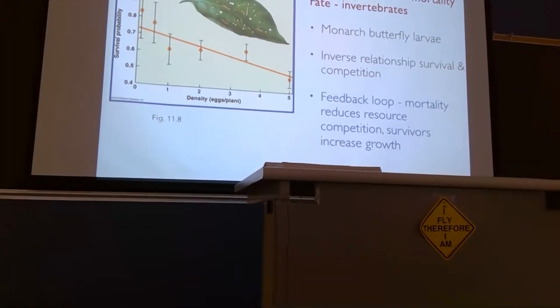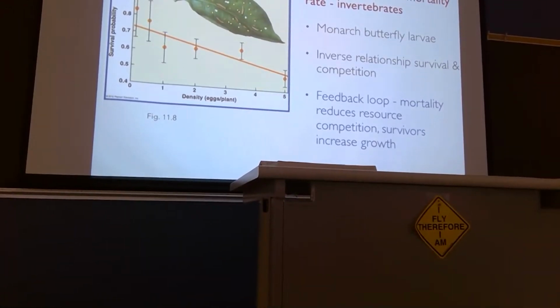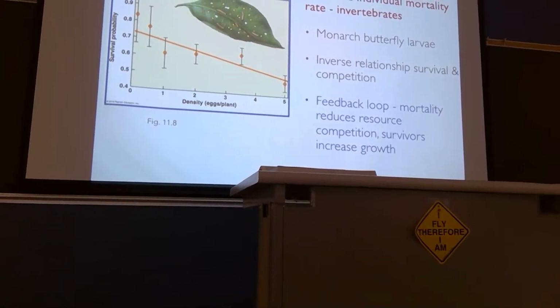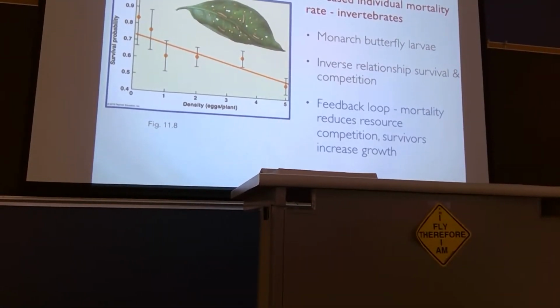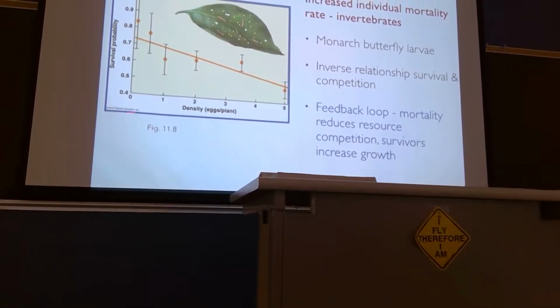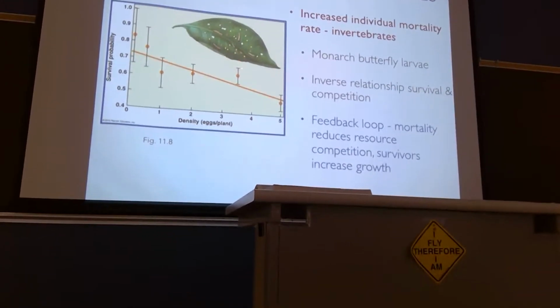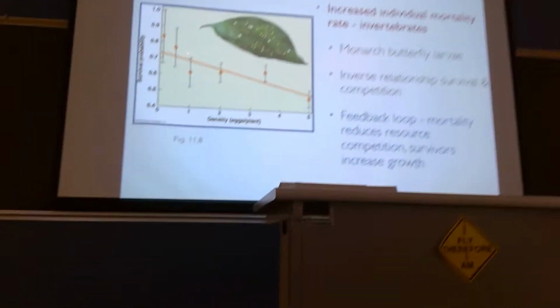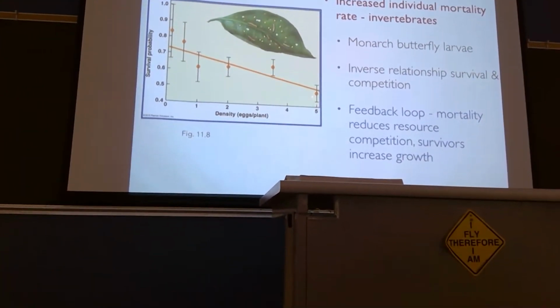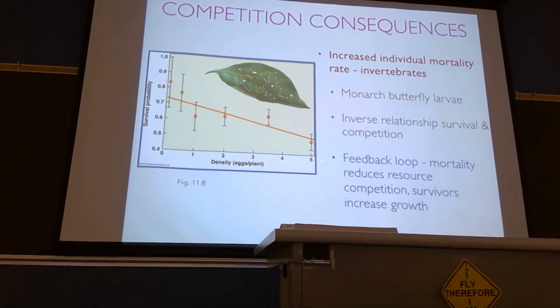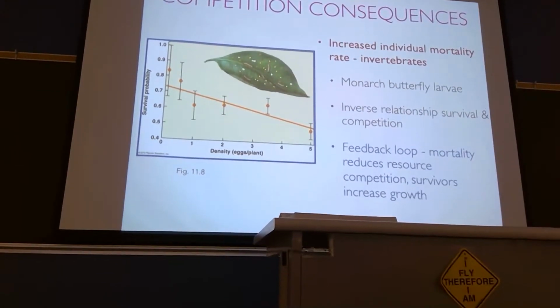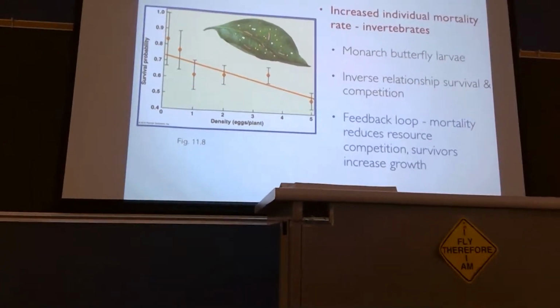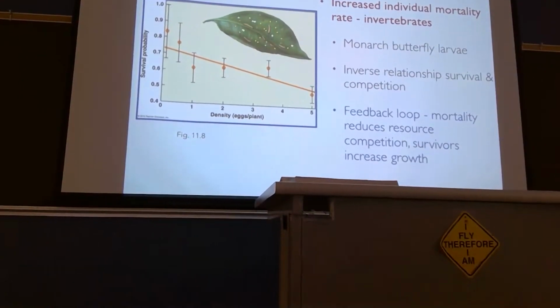Okay. So again, another example of this increased individual mortality rate, reduced survival. We can look at it in invertebrates. This is monarch butterfly larvae, and we put different densities of eggs, 0 through 5, on a plant. And then we see that when we increase the density of eggs, we have fewer larvae that survive. And again, that same inverse relationship between competition and survival or growth rates of organisms. And again, they're competing with each other here, definitely in terms of resource use.